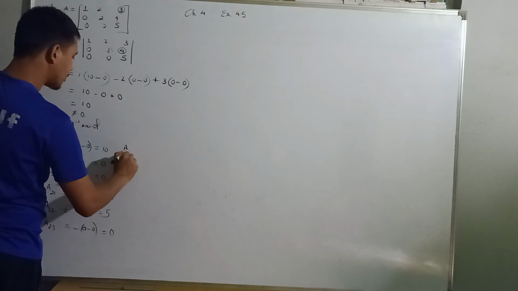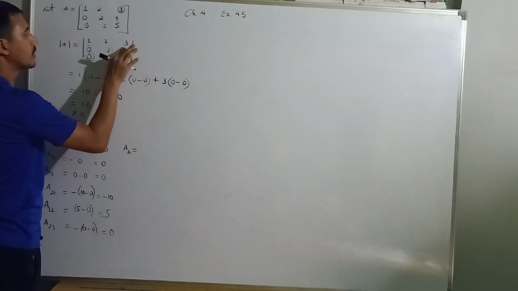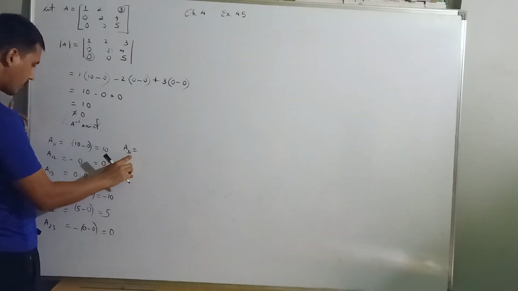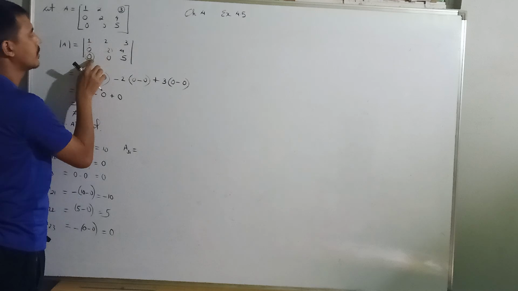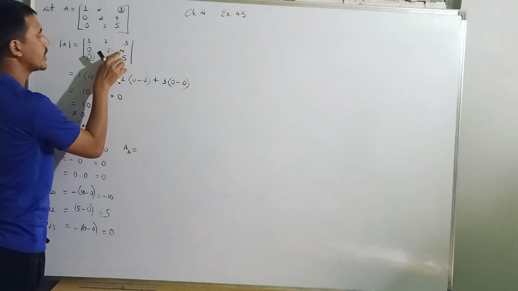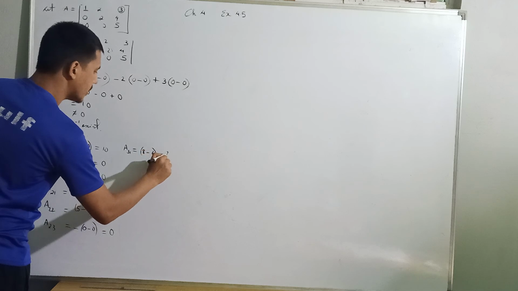What about A31? The minor. A31: 3 plus 1, 4, minus 1 to the power 4 is positive, so the minor: 2 4s are 8 minus 6, right? 8 minus 6, 2, right?